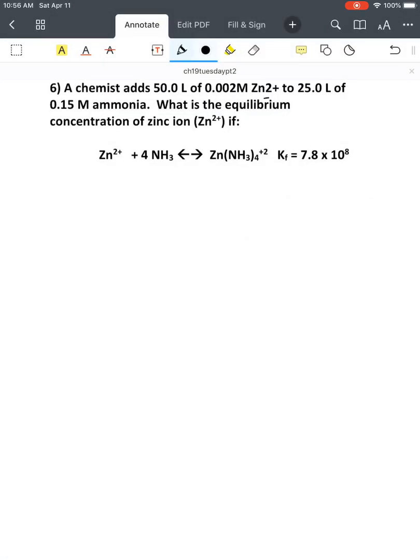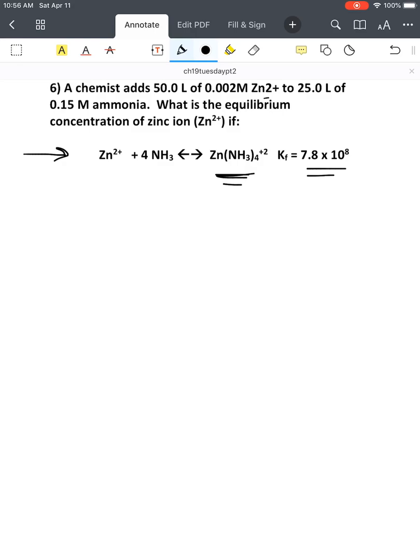All right, number 6. We're told that a chemist adds 50 liters of 0.002 molar zinc 2 plus ion to 25 liters of 0.15 molar ammonia. There's a reaction that can take place. It's involving the formation of a complex ion, where the zinc is coordinated to the ammonia. That has a humongous equilibrium constant. The Kf is 7.8 times 10 to the 8th.